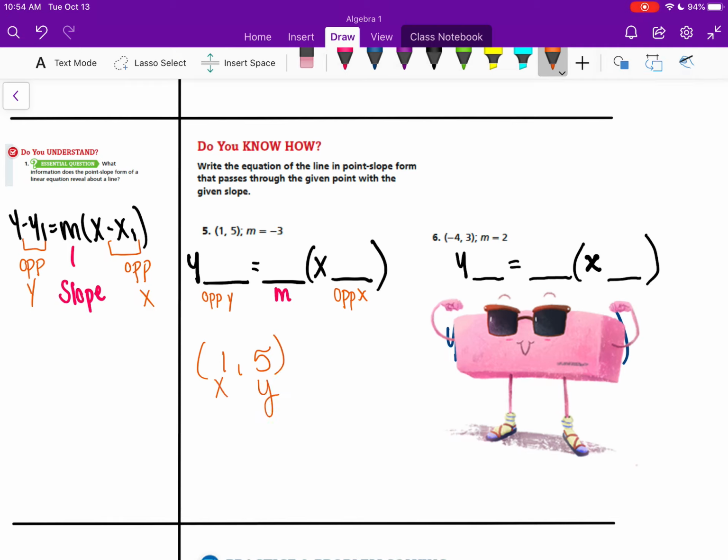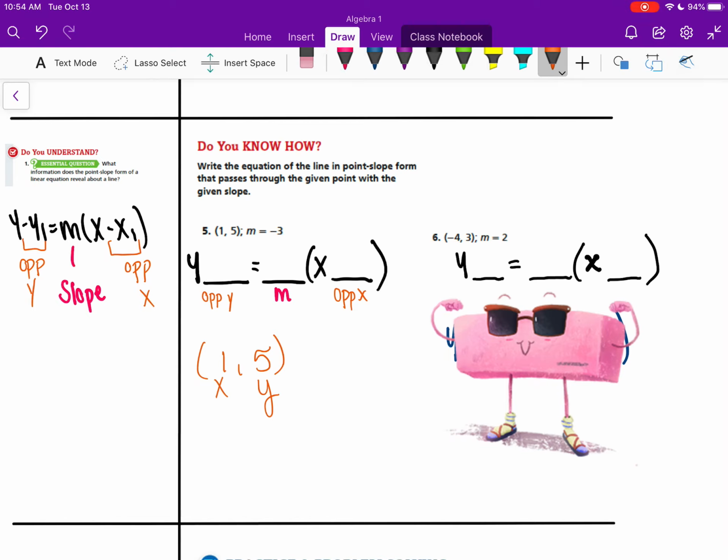And if you guys can see here, I've written our point slope format, but I've just left some places blank. I've left the y1, the m, and the x1 blank because that's the pieces we need to substitute in. We need to fill in those pieces. And we know that our point is (1, 5), where x is 1 and y is 5.